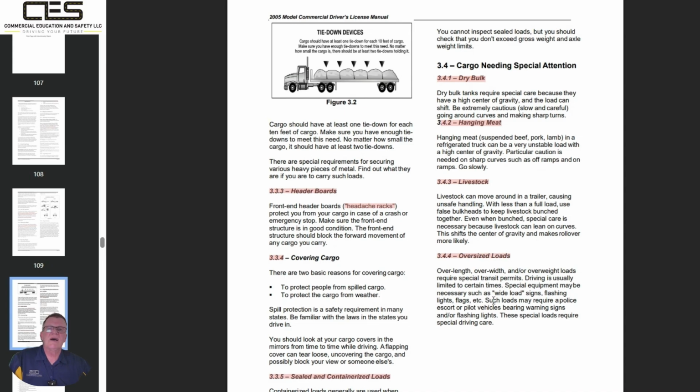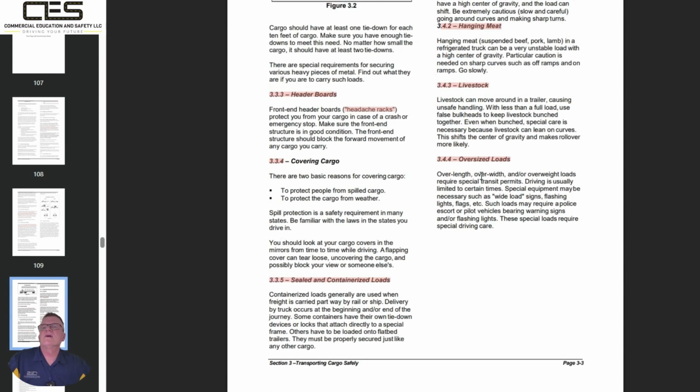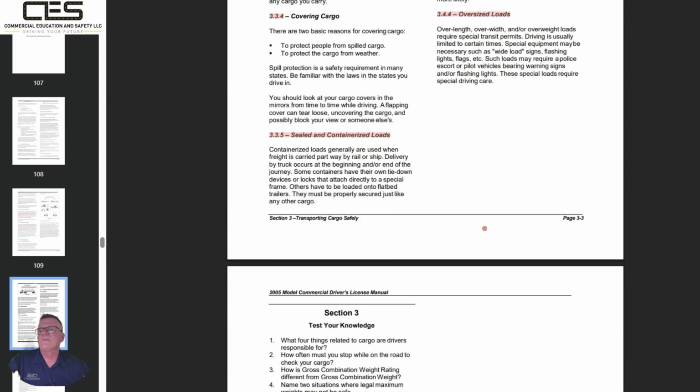3.4.4 Oversized loads. Over length, over width, and or overweight loads require special transit permits. Driving is usually limited to certain times. Special equipment may be necessary, such as wide load signs, flashing lights, flags, etc. Such loads may require a police escort or pilot vehicles bearing warning signs and or flashing lights. These special loads require special driving care.